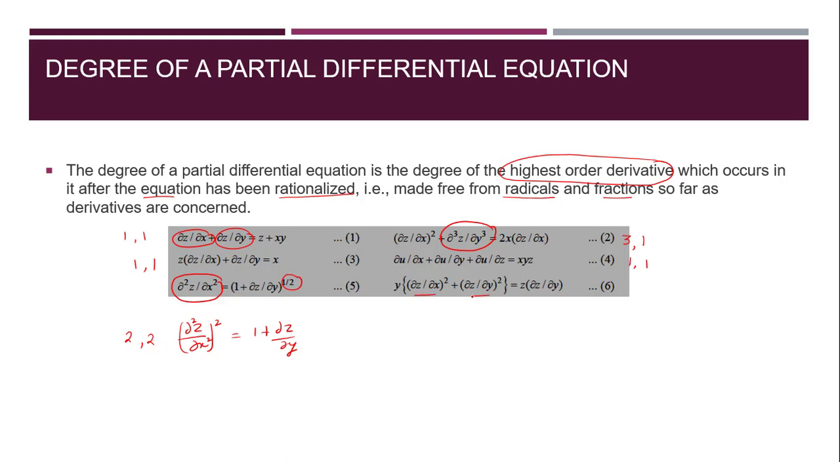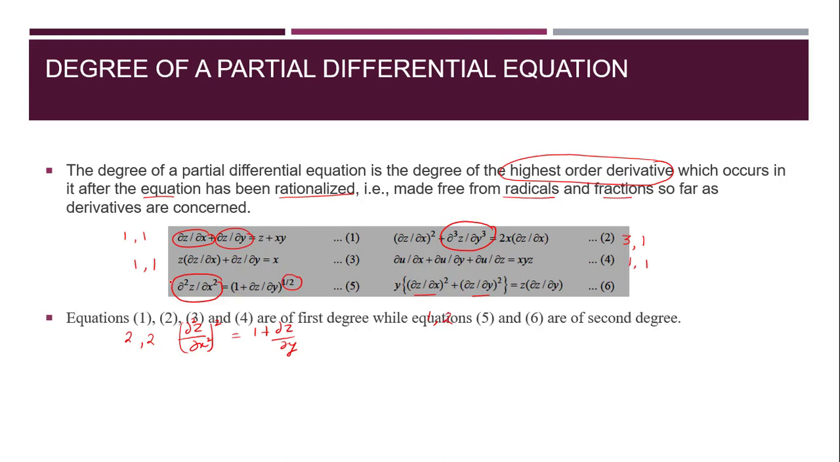The last one, here the order is 1 but the degree is 2. Why? Because they are having a power of 2, right? So this is what we are saying, equation number 1, 2, 3 and 4 are of degree 1, while equation number 5 and 6 are of second degree. This is what we have observed.